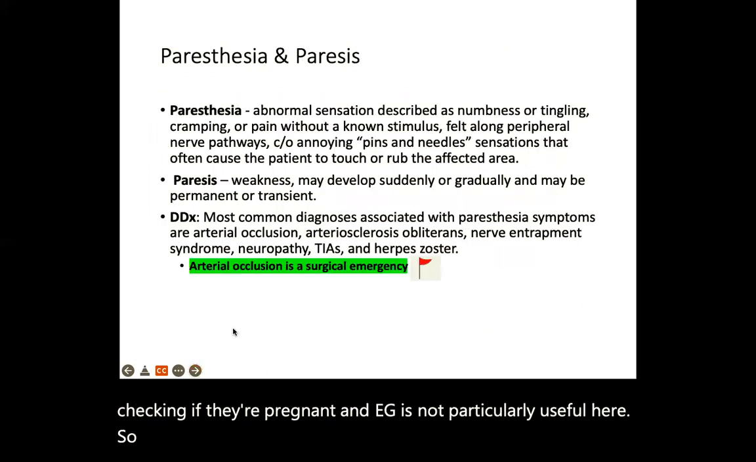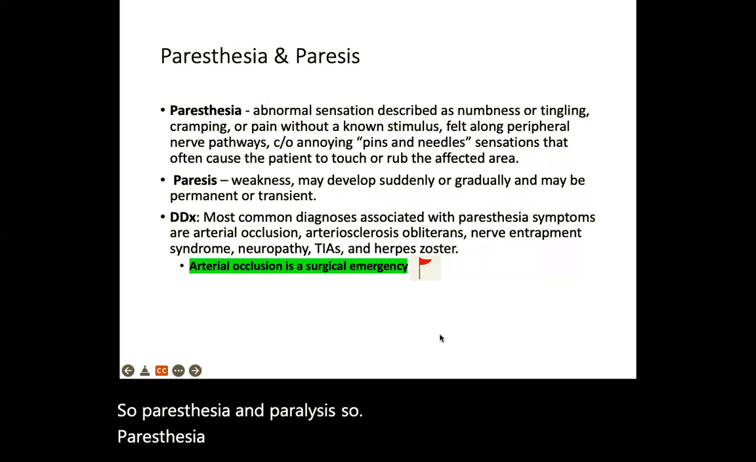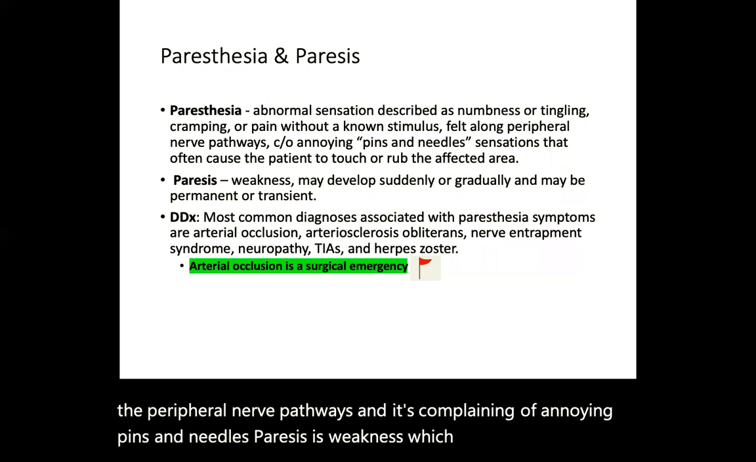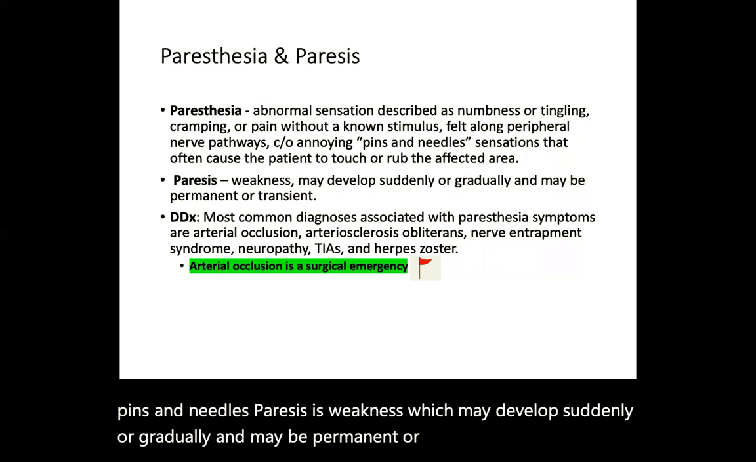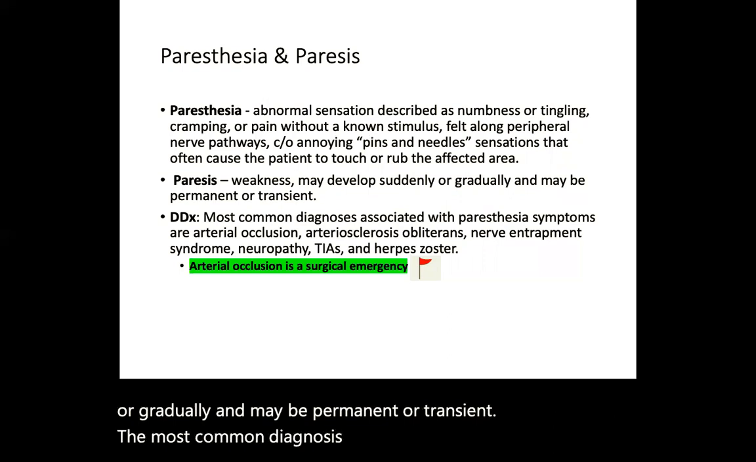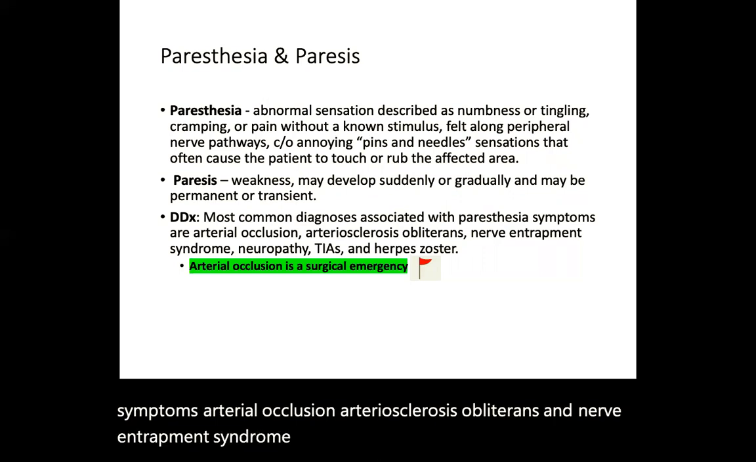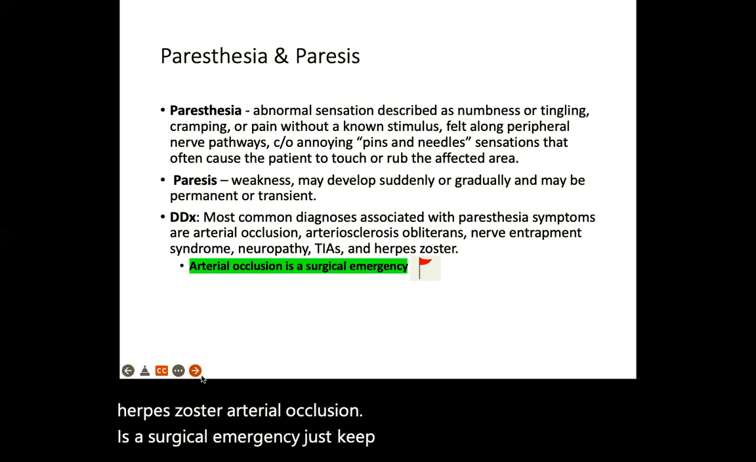So paresthesia and paresis. Paresthesia is an abnormal sensation described as numbness or tingling, cramping, or pain without a known stimulus. It's felt along the peripheral nerve pathways, and the patient complains of annoying pins and needles. Paresis is weakness, which may develop suddenly or gradually and may be permanent or transient. The most common diagnoses associated with paresthesia symptoms are arterial occlusion, arteriosclerosis obliterans, nerve entrapment syndrome, neuropathy, TIAs, and herpes zoster. Arterial occlusion is a surgical emergency. Just keep that in mind, okay?